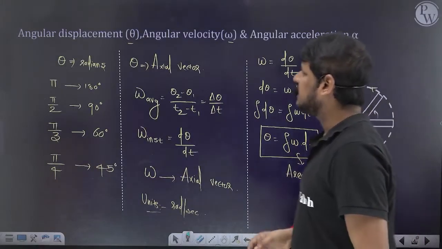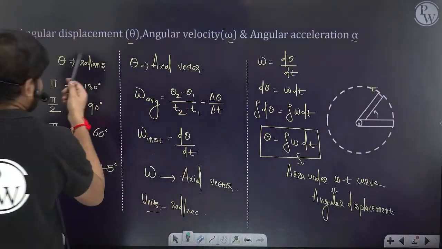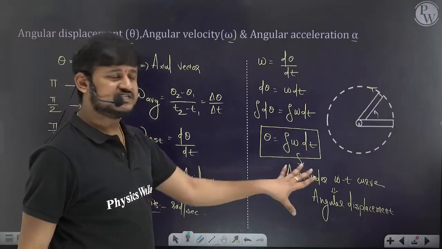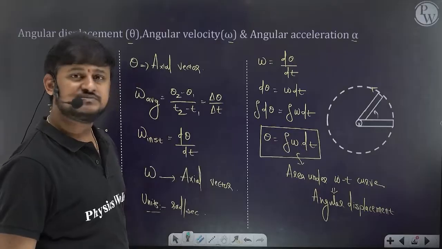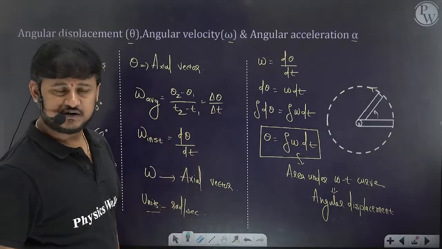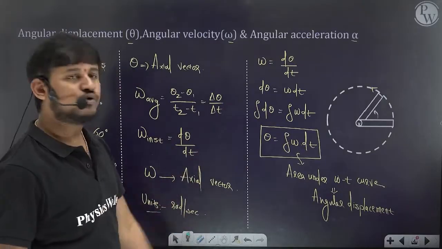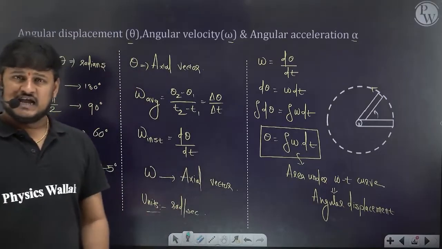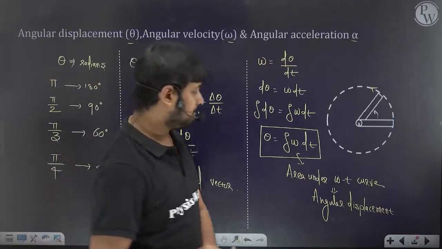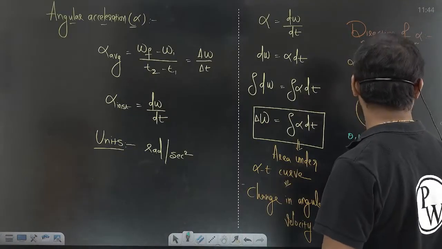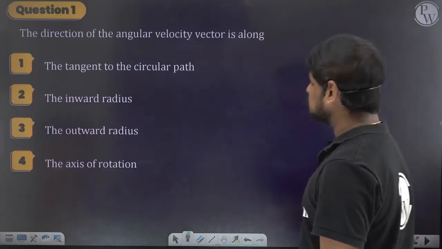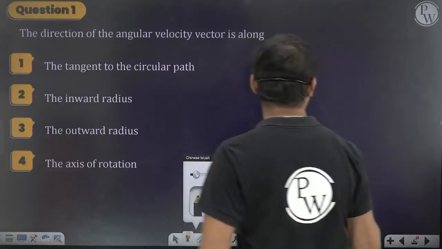We already learned about these angular terms in circular motion itself. It's just a revision kind of thing, because we use these terms very frequently in this chapter. Without these terms there will be no rotational motion. Clear? So this is clear. So the first question, you guys can answer it easily.